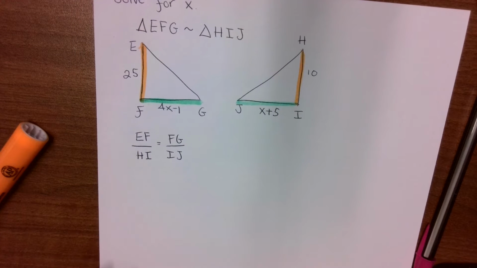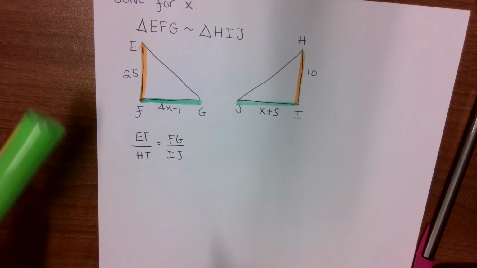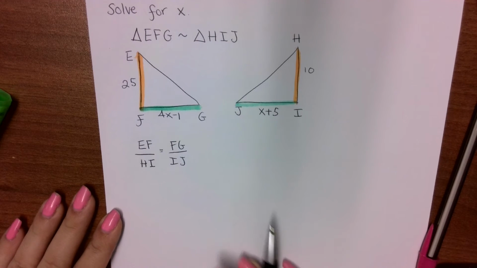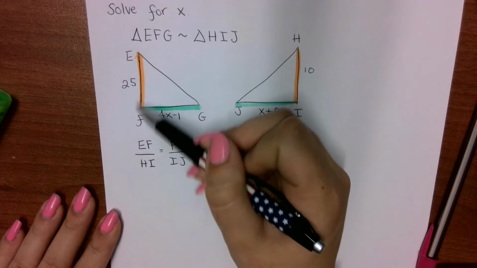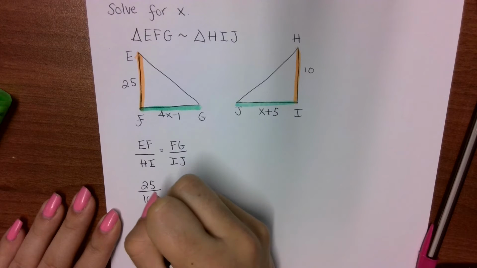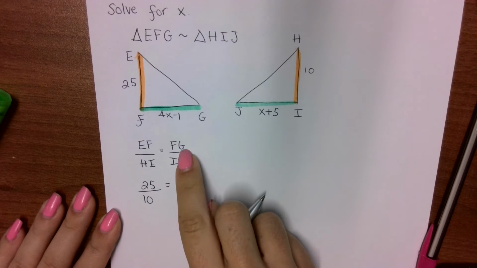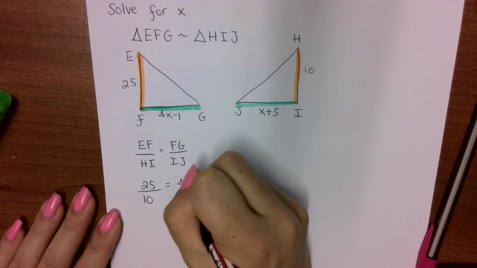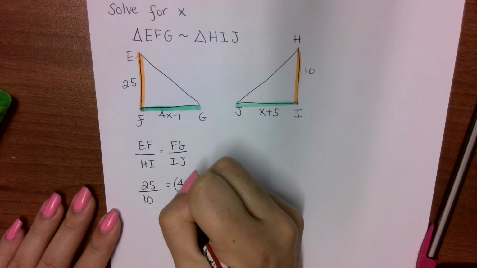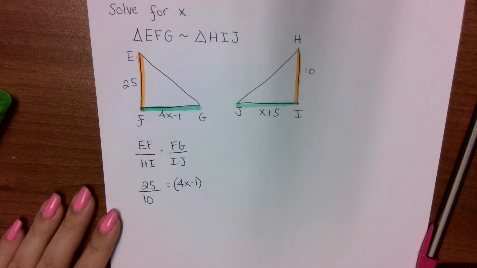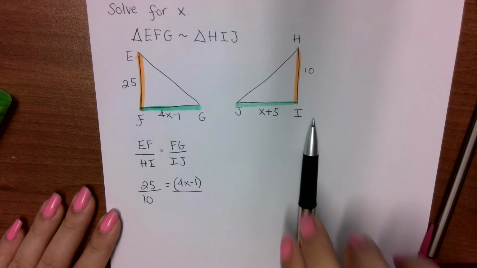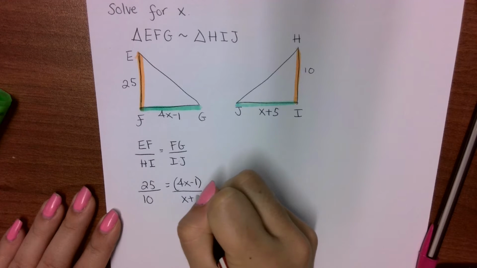Now with this information, we could go ahead and input the values so we actually could solve for x in our proportions. So EF is 25, HI is 10. It equals FG, which is 4x minus 1. Now, because I have two terms, the best thing to do is have parentheses, because we'll be distributing when we cross multiply. Same thing here. IJ is x plus 5, so I'm going to go ahead and put parentheses.